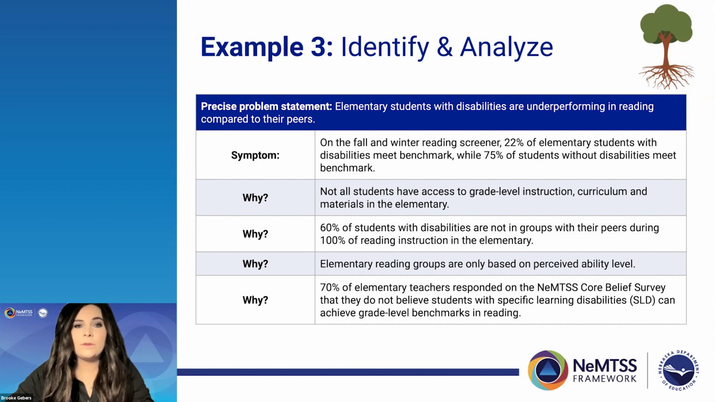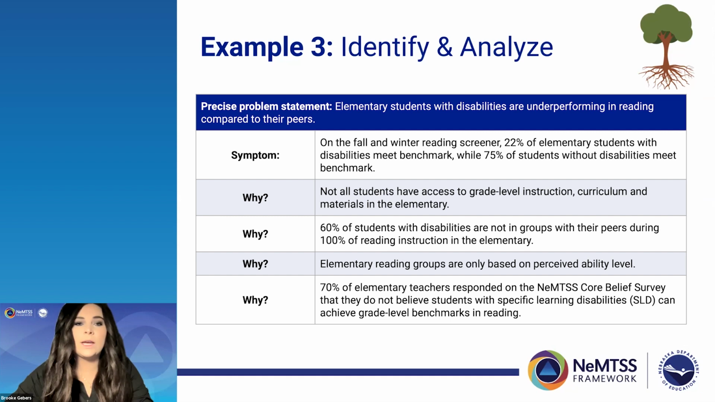The symptom on the surface of this problem was that on the fall and winter reading screener, only 22% of students with disabilities in the elementary were meeting benchmark, while 75% of students without disabilities were meeting that benchmark. When they began to analyze why, they realized that not all students have access to grade level instruction, curriculum, and materials in the elementary. In fact, 60% of students with disabilities are not in groups with their peers during 100% of reading instruction in the elementary.